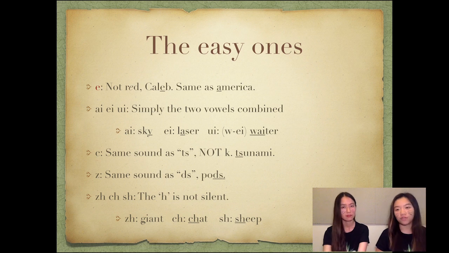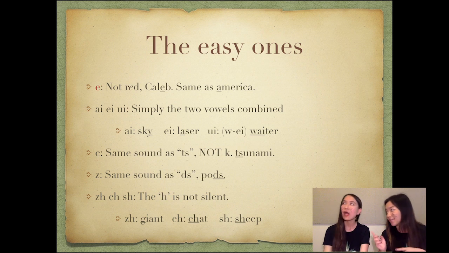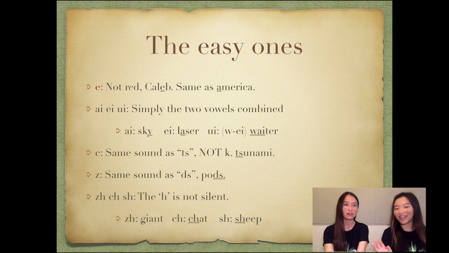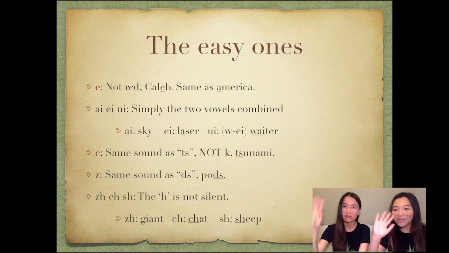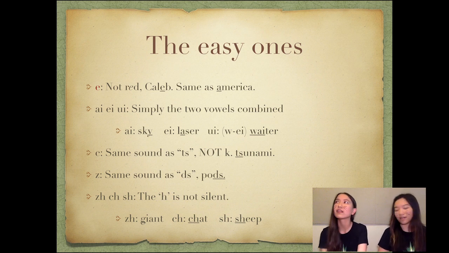So we're going to start from the actually very easy ones, but very commonly mispronounced. So the first one is letter E. It's not pronounced as in the word red, but like in Caleb. Hello, Caleb. Hello. And also the same as America.